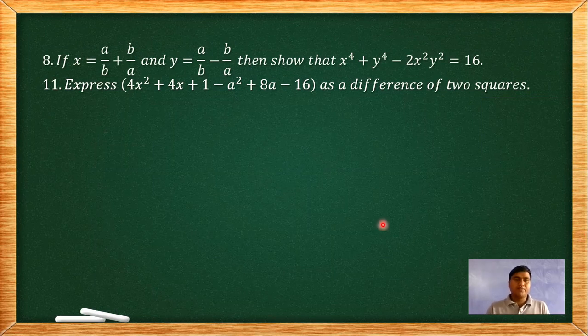Problem number 8. If x equals a/b plus b/a and y equals a/b minus b/a, then show that x to the power 4 plus y to the power 4 minus 2x²y² equals 16. So we start from the left hand side.